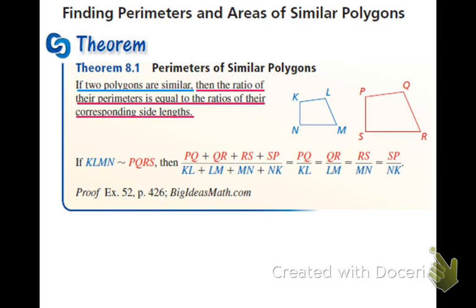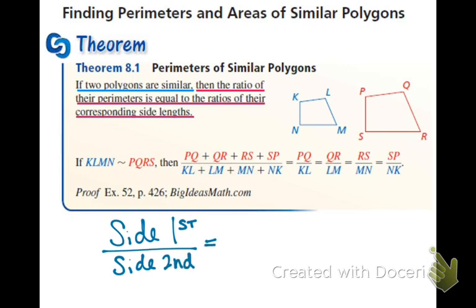I will show you what we will do. We're going to do the side that you're given from the first over the side that you're given from the second equals the perimeter from the first over the perimeter of the second. I would highlight that.